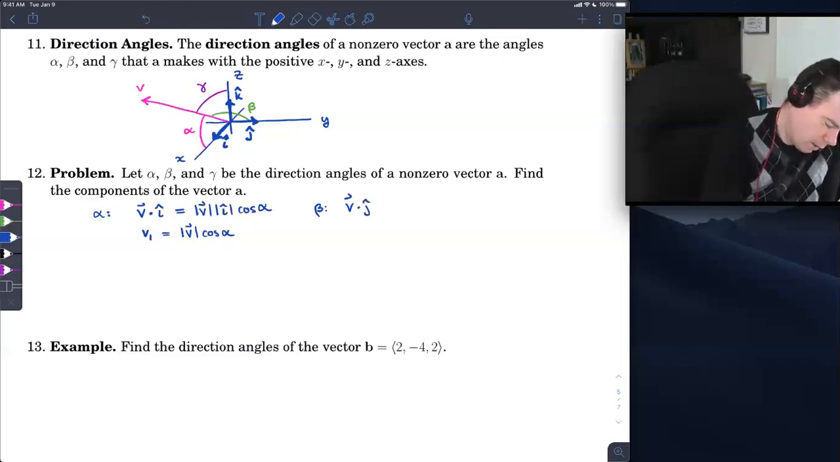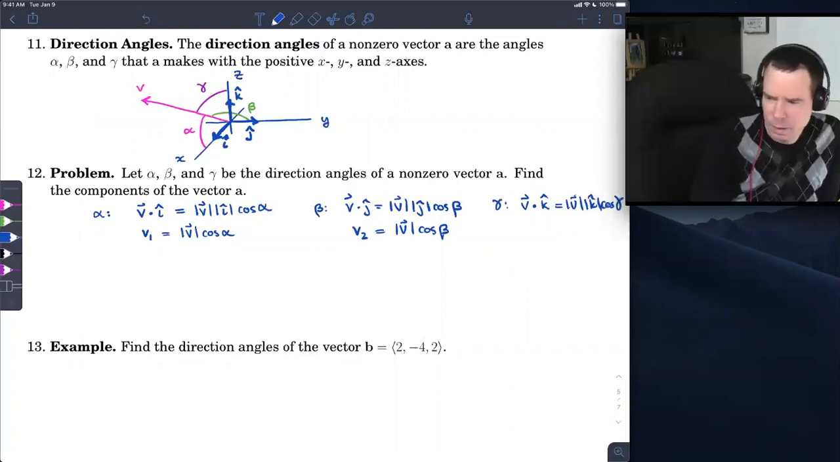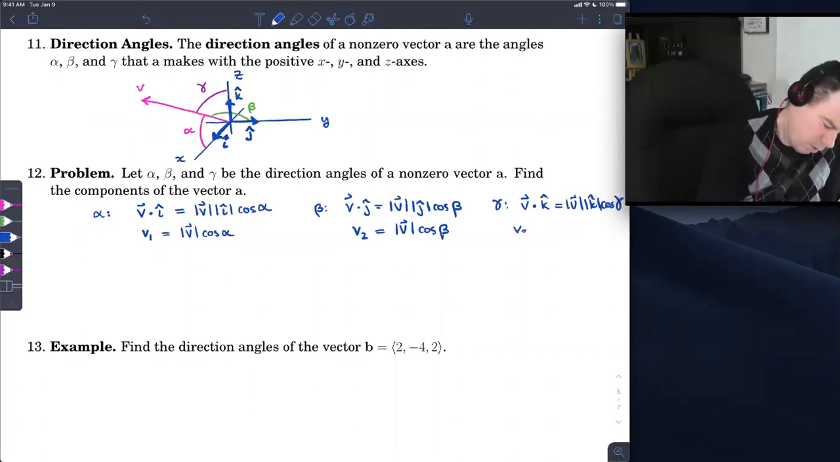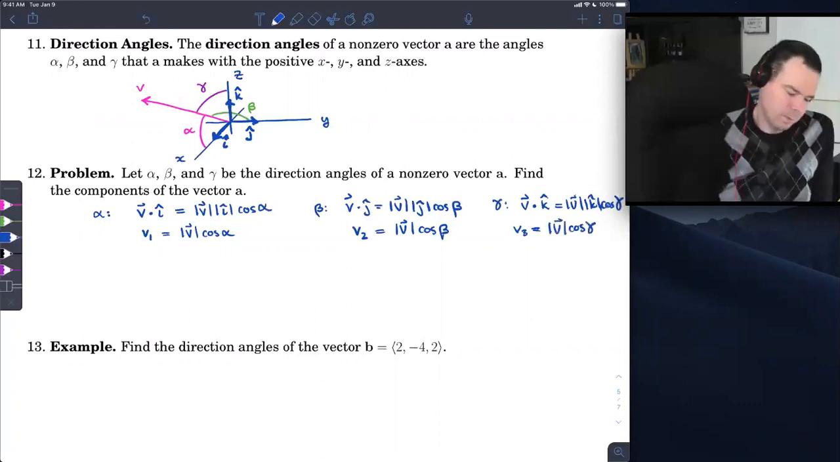We can do the same thing for beta. V dot j hat is equal to the length of v times the length of j hat times the cosine of the angle between them, or in other words, the second component of v is the magnitude of v times cosine of beta. And lastly, doing the same thing with k hat, for the third component, we get this expression. And so v3 is equal to the magnitude of v times cosine of gamma.